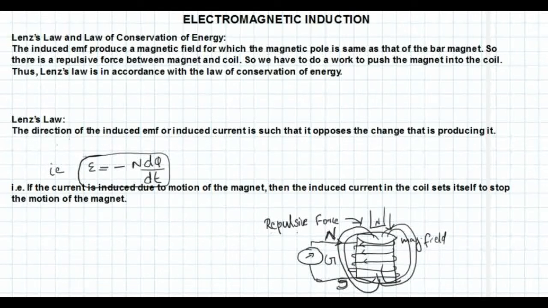So according to the law of conservation of energy, there should be some work done for a motion. That is the simplest meaning of this law of conservation of energy. So if a body is moving, there should be some work done. So if this bar magnet is moving down, there should be some work done. So we are pushing this bar magnet, or we are doing some work, and as a result the bar magnet is going inside, and that work is finally being converted to this energy.